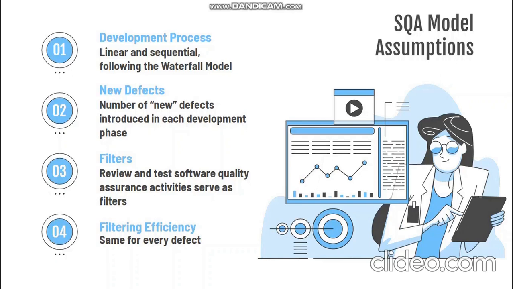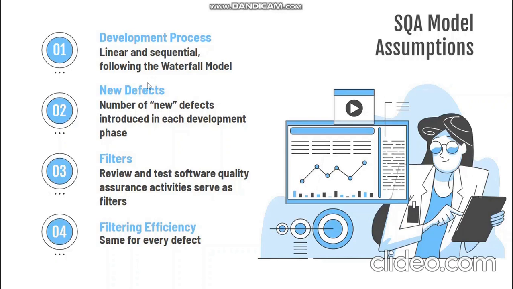The model is based on assumptions such as a development process which is linear and sequential, following the waterfall model. As you know, the waterfall model is the earliest software development lifecycle approach that was used for software development, and it is also referred to as a linear sequential lifecycle model. It is very simple to understand and very easy to use, and in this waterfall model, each phase must be completed before the next phase can begin, so it means that there is no overlapping in the phases, right?